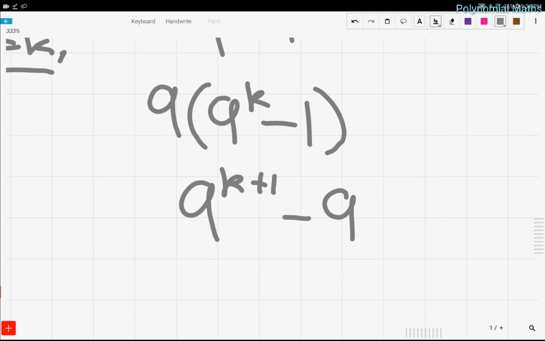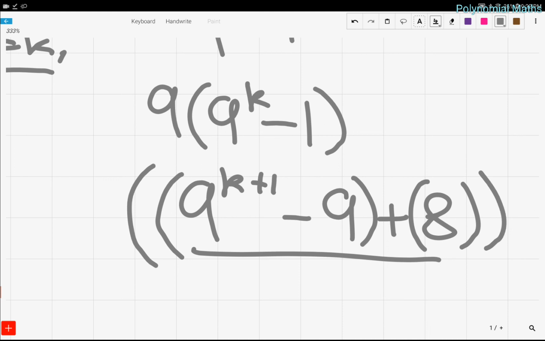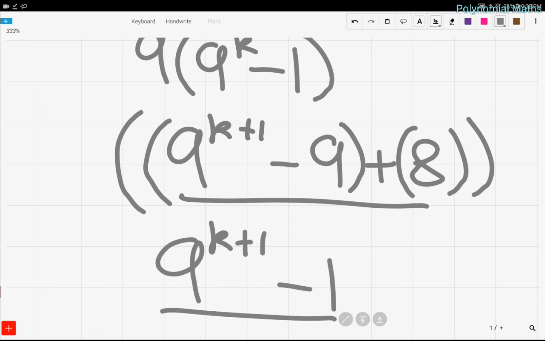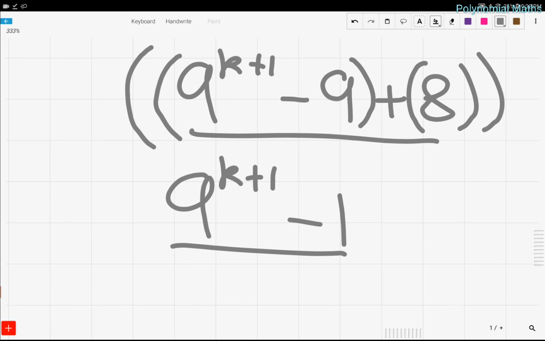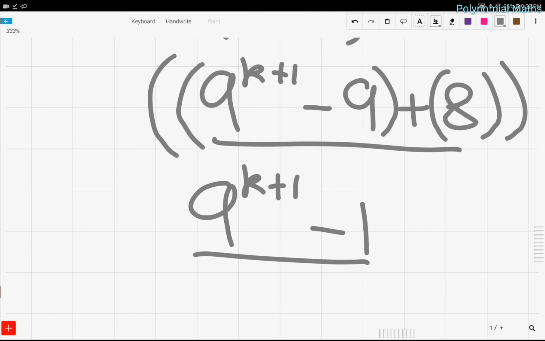And we see that if we add 8, and remember, this is still divisible by 8, because since this is divisible by 8, and this is divisible by 8, therefore this whole thing is divisible by 8. So when we add 8, this becomes 9^(k+1) - 1, and therefore this is also divisible by 8. And we see that this is the n = k + 1 case.